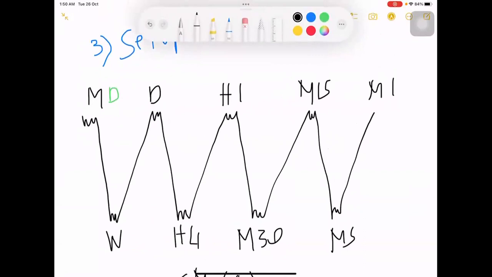Monthly direction, block what? Monthly or weekly, please. Yes. And weekly direction, block must be weekly or daily. Daily. And daily direction, block daily or H4. And so on lah. Sorry. Block.